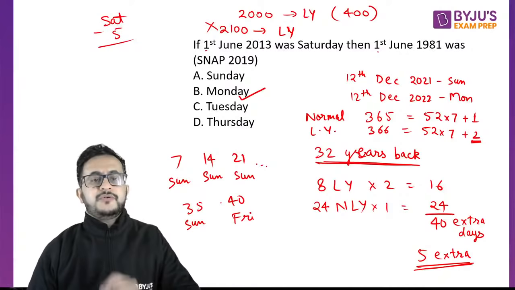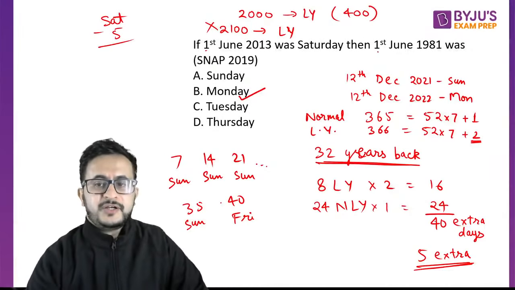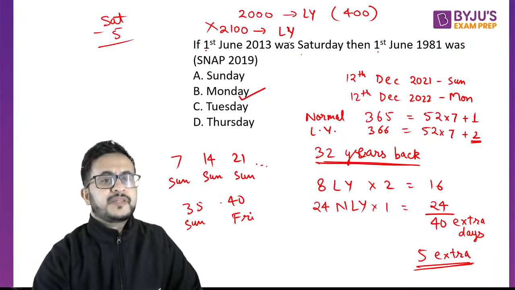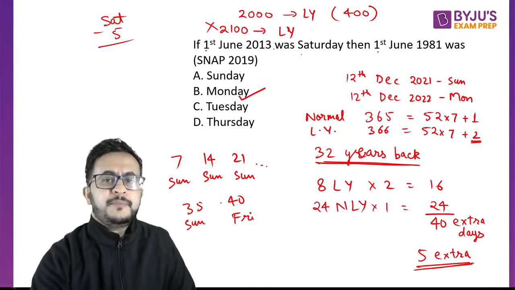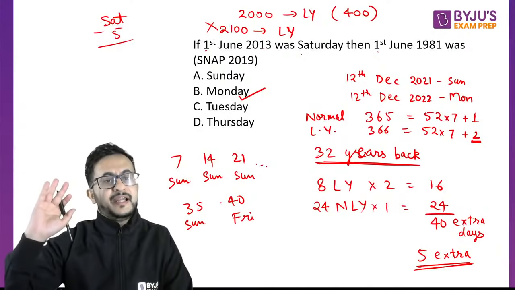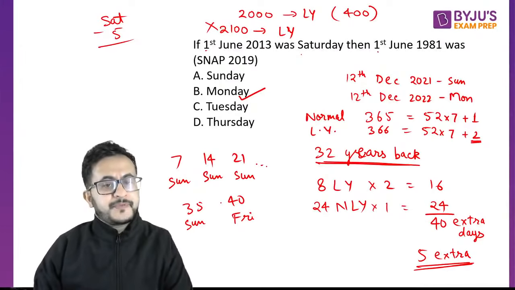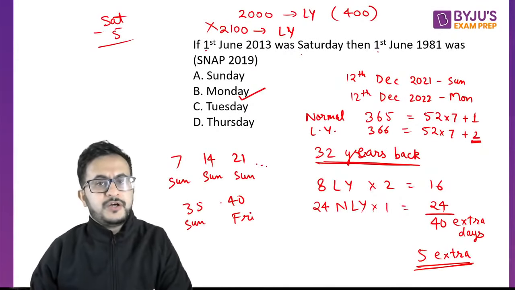Okay. Now, one mistake that people could make is they got 5 extra days. They will add 5 to Saturday. No, we have to subtract. Why? Because हमें 2013 का दिया है, हमें पीछे का निकालना है. So we have gone 5 days ahead, so we will subtract that. Okay. So that's how we do this.